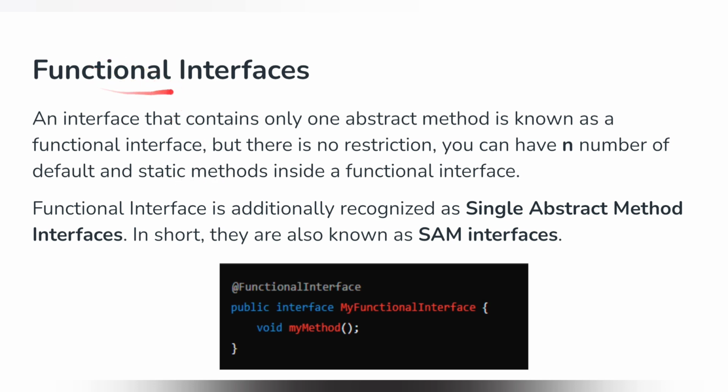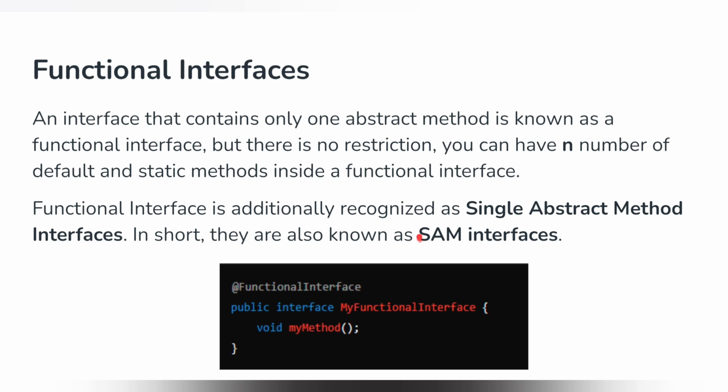So we understood that a functional interface is an interface that has only one abstract method, but there is no restriction. You can have n number of default and static methods inside a functional interface. So there is no restriction on default and static methods. A functional interface is additionally recognized as a single abstract method interface. They are called that because they have only one abstract method. In short, they are also known as SAM interface.